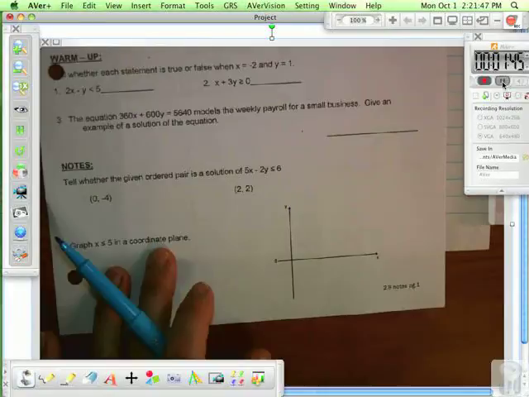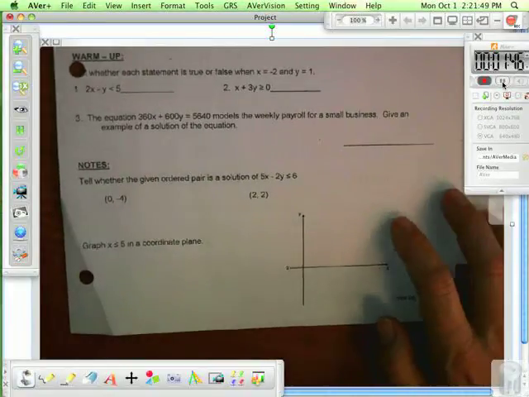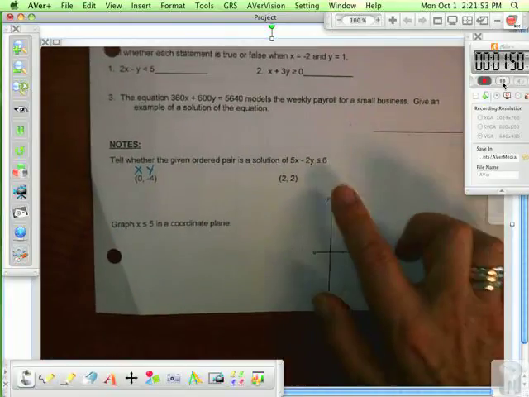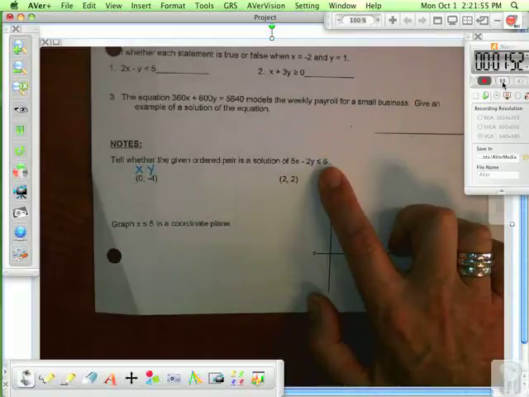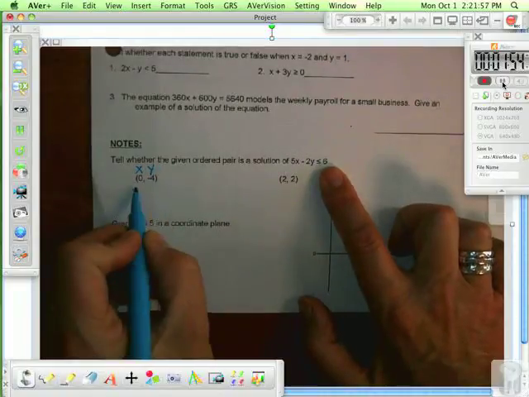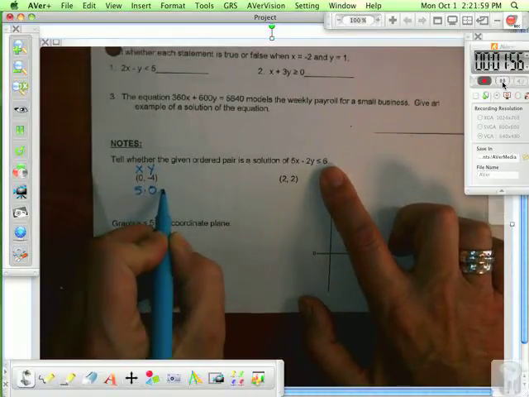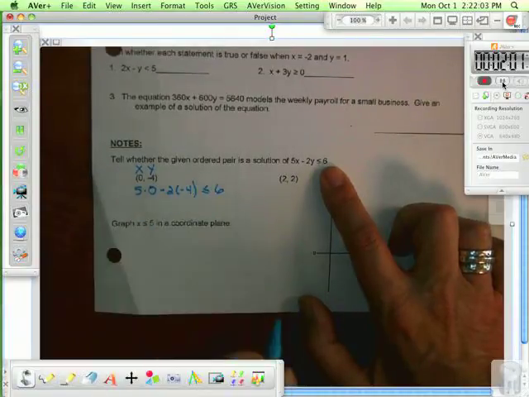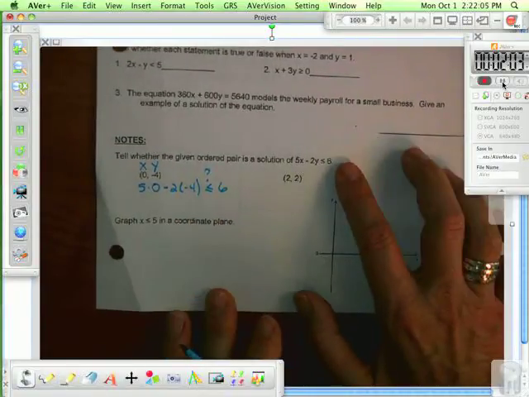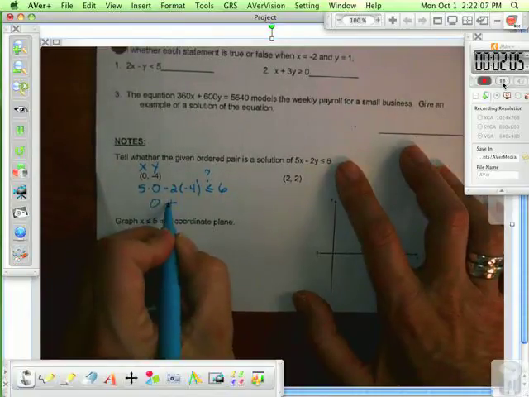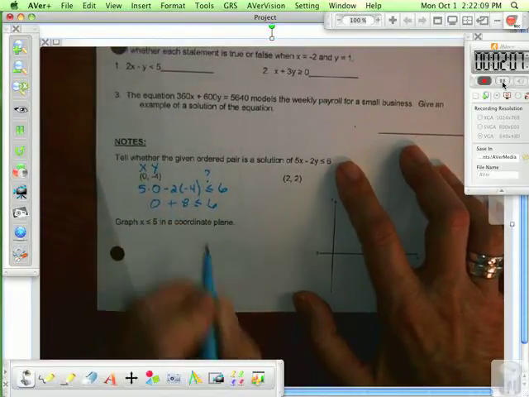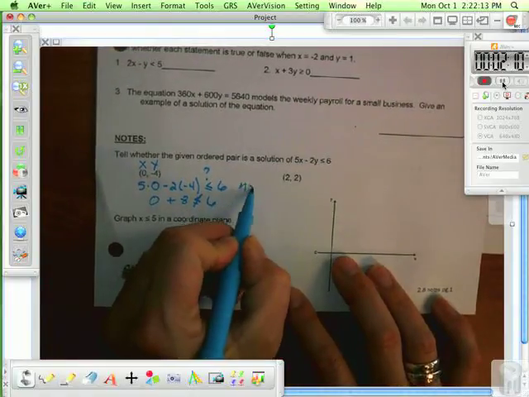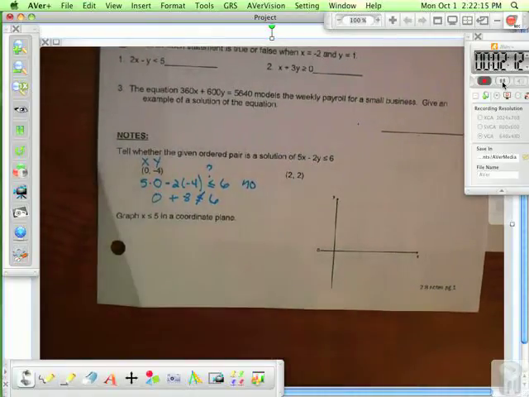Here we go. Tell whether the given ordered pair is a solution. So this is x and y, so what do you think I do to tell whether it's a solution to this? Plug it in. 5 times 0 minus 2 times negative 4, is that less than or equal to 6? 0 plus 8, is that less than or equal to 6? It is not true. So, no, it's not a solution.